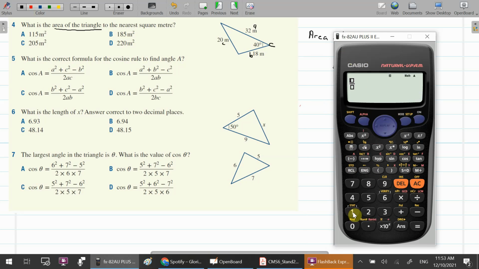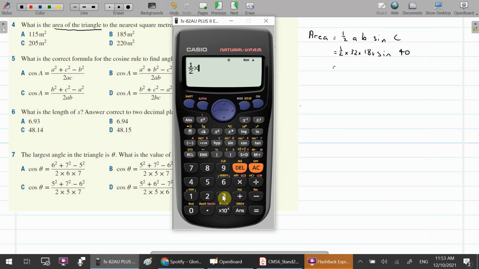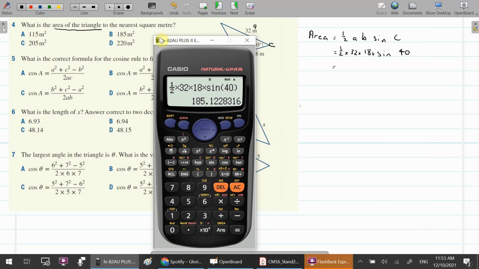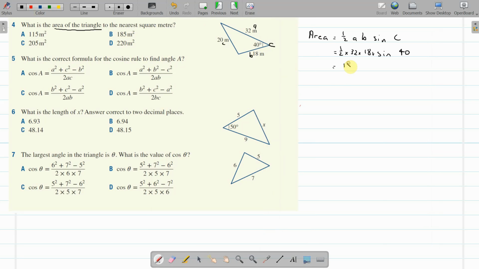So, okay, let's put it all in. 1/2 times 32 times 18 times sine of 40 equals, to the nearest square metre, 185. Which was that one. Okay, question 5.